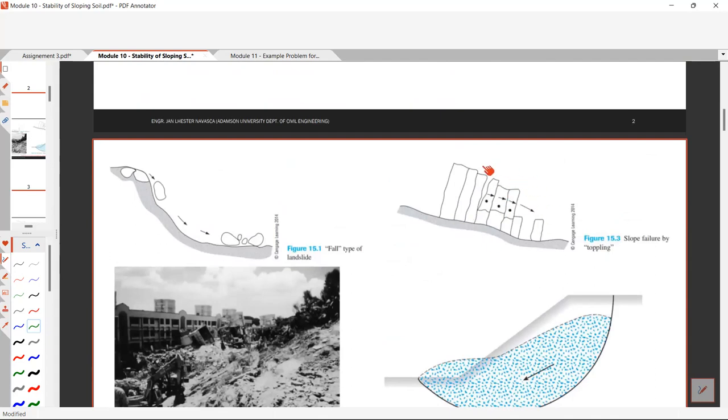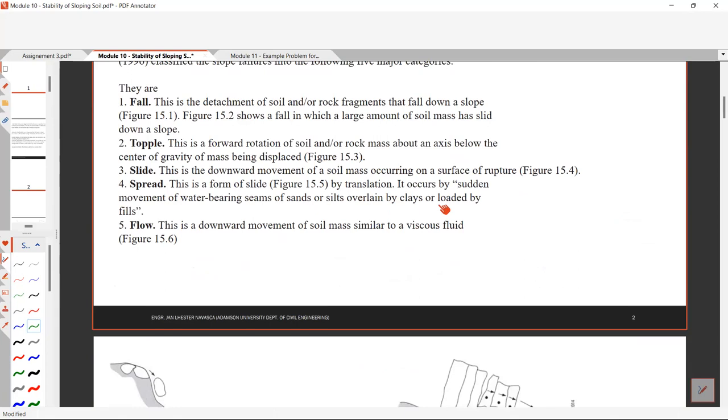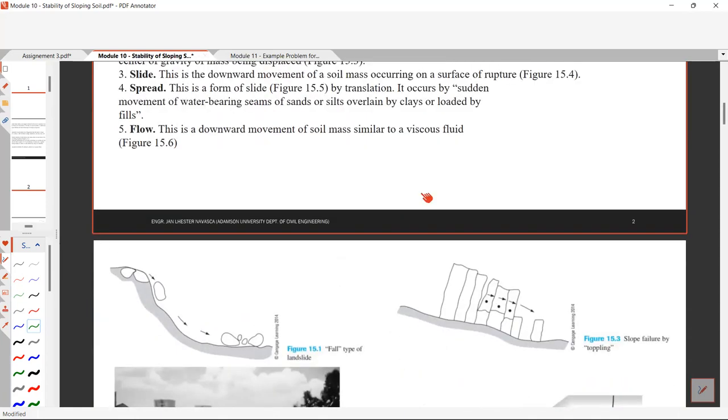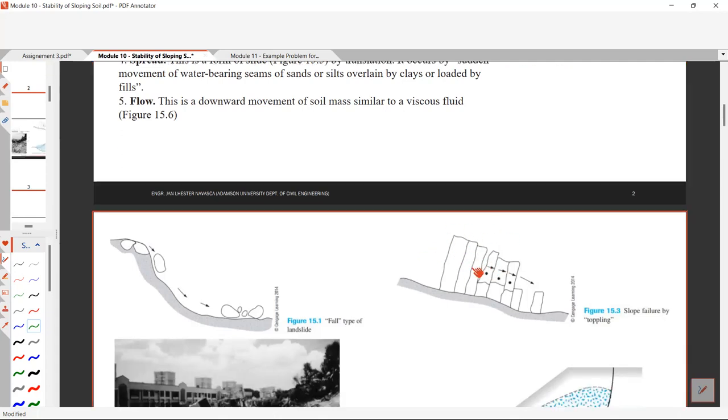Slope failure by toppling. So this is a forward rotation of soil and rock about an axis below the center of gravity of the mass being dissipated. So imagine you have a Lego house, okay, may Lego house ka, then nilagay mo siya dun sa sloping na surface, na platform. So magta-topple over yung ginawa mong Lego. So this one is a topple over of soil or rocks due to this sloping ground.